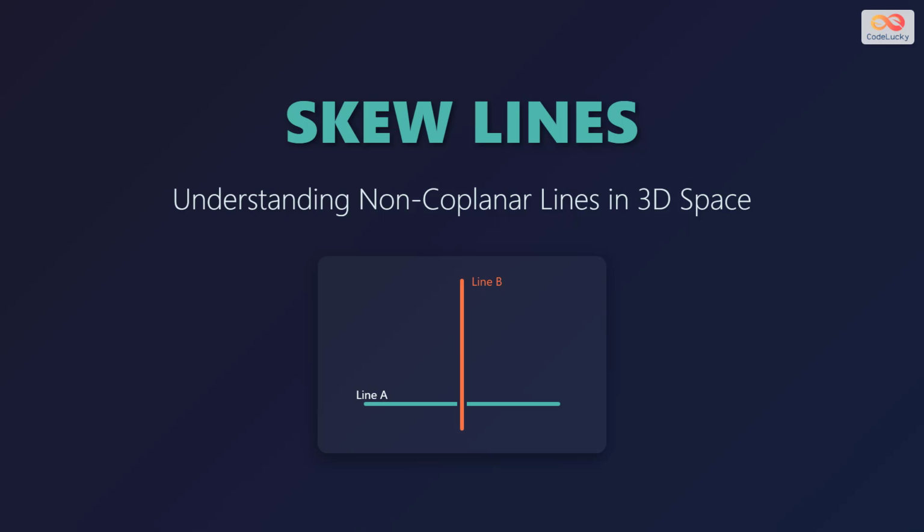Today, we are exploring a fascinating concept in three-dimensional space called skew lines. While you might know about parallel and intersecting lines, skew lines are a unique third category that only exists when we step out of the flat world and into three dimensions.